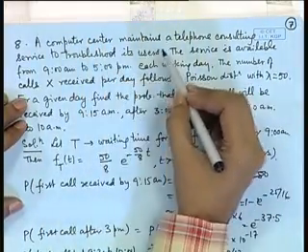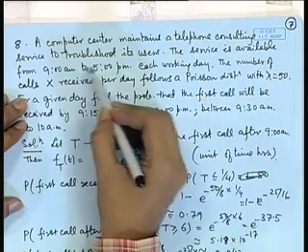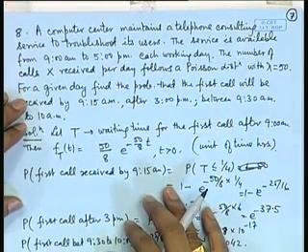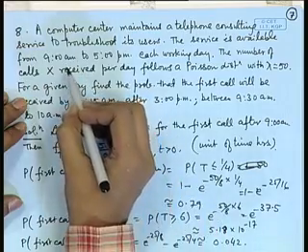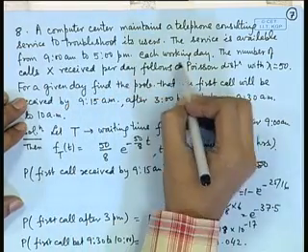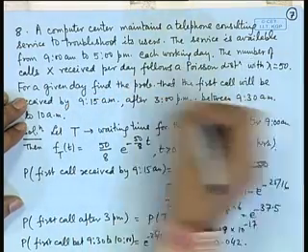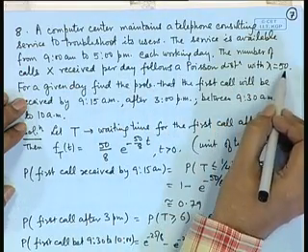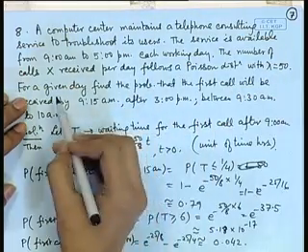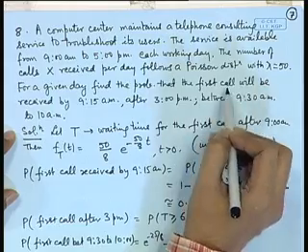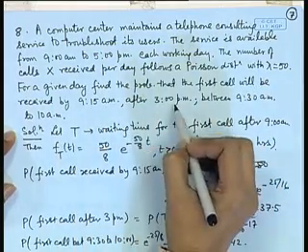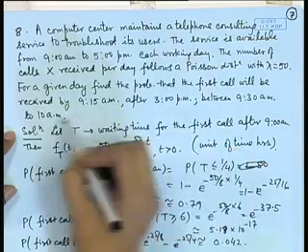A computer center maintains a telephone consulting service to troubleshoot its users. The service is available from 9 am to 5 pm each working day. The number of calls x received per day follows a Poisson distribution with lambda equal to 50. For a given day, find the probability that the first call will be received by 9:15 am, after 3 pm, and between 9:30 am to 10 am.